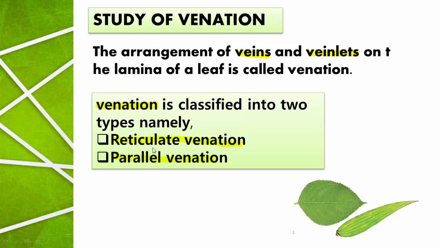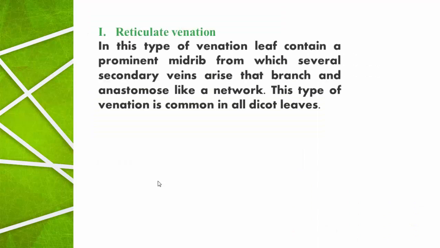How many types are there in venation? There are two types. One is reticulate venation and another is parallel venation. Then moving to these two types of venation. Reticulate venation. Reticulate means network. What is that network? The network is produced by the arrangement of veins and veinlets on the leaf lamina. So let us move to the detailed study of reticulate venation and where it is found.